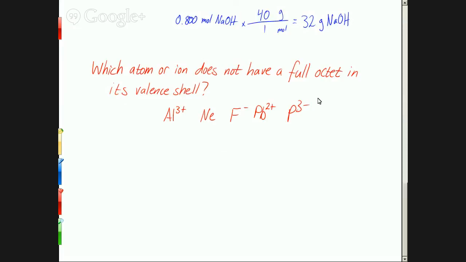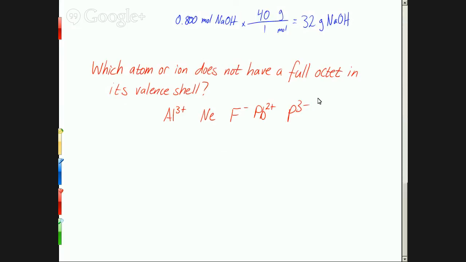So then we look at lead. How many valence electrons does lead have? 4. If it's 2 plus, that means it's missing 2, but that means it still has 2 in its valence shell. So that's not a full octet because it only has 2 in the valence shell.